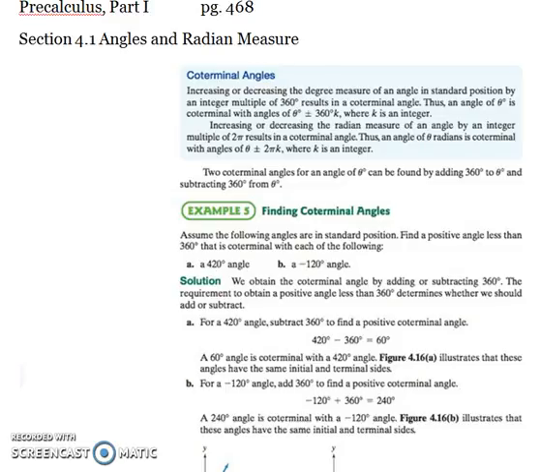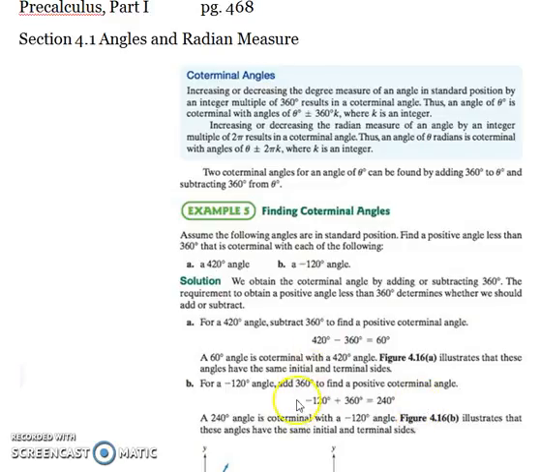So for example, for A, it gives us 420 degrees. If we subtract 360 from that, the positive coterminal angle would be 60 degrees. And 60 degrees is within a circle because it's less than 360. Okay? And what that means is that both 420 and 60 have the exact same initial side, the positive x-axis, and the exact same terminal side at 60 degrees. 420 just goes around the circle one more time, but lands in the same spot.